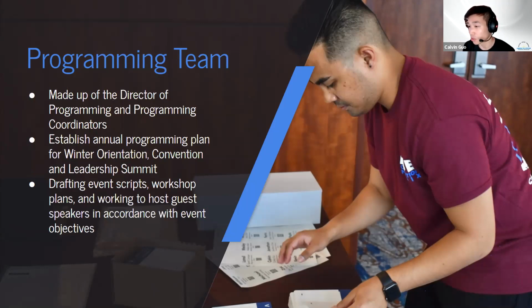They also work on drafting the event scripts, the workshop plans, and working to host the guest speakers in accordance with the event objectives. Traditionally during convention, we have the Man of the Year speech, where we invite someone in as a guest speaker to give a talk to our brothers. So this is all coordinated and planned by the programming team.